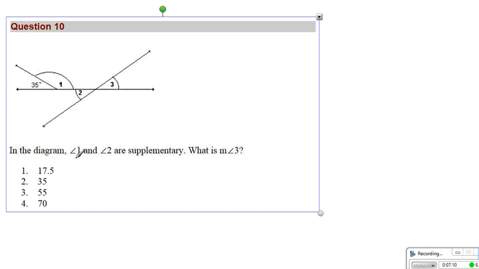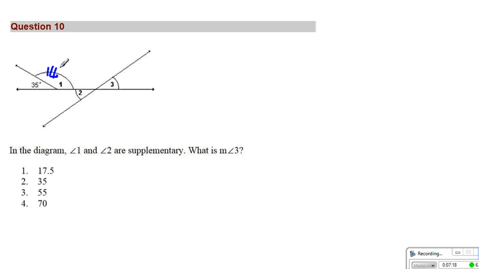Alright, so let us look at number 10. Angle 1 and angle 2 are supplementary. That means you will realize that this must be 145. But angle 1 and angle 2 are supplementary, then angle 2 must also be 35 as the other one, which makes angle 3 as 35. And then what is the measure of angle 3? Yes, it is equal to 35.